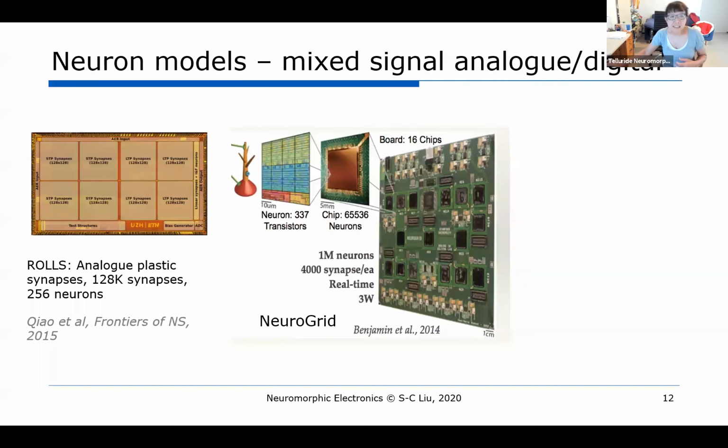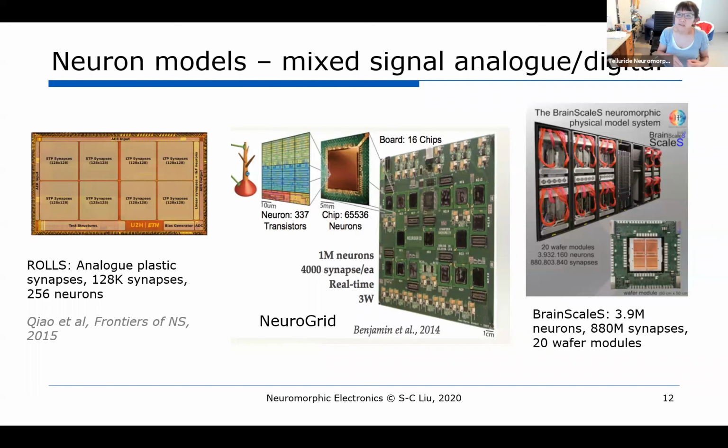And in fact, there's another project called the BrainScaleS project. So now in this project, you can actually implement up to 3.9 million neurons with 880 million synapses. So these are large numbers, right? And you have to use 20 wafer modules to get this whole array of numbers. But they're really good for people who want to do large-scale simulations of spiking neurons because it's very slow to run on a computer, right? So that's what this particular system is useful for.